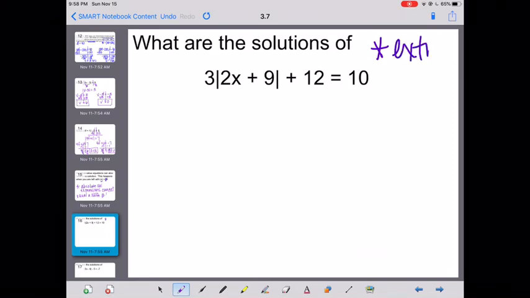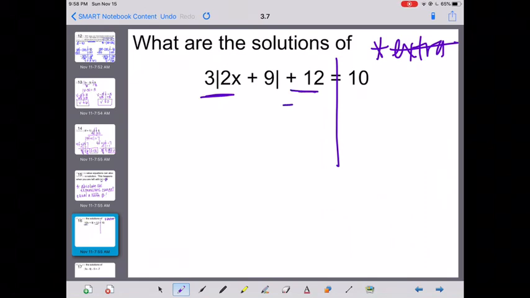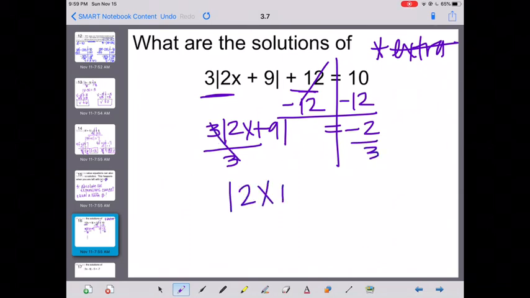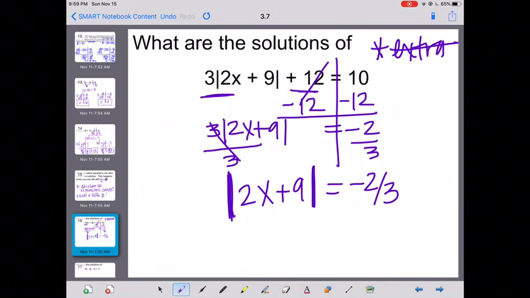We'll do a couple of practice ones and then I'll let you work on your homework. What are the solutions of, look at this big long equation. Remember that our very first rule is to get rid of anything extra. Cross it out somehow. This is multiplying, this is adding, so we're going to get rid of this adding first by taking it away. Still left with 3 times the absolute value of 2x plus 9 equals negative 2. Then we have to divide by 3. We get the absolute value of 2x plus 9 is equal to negative 2/3.